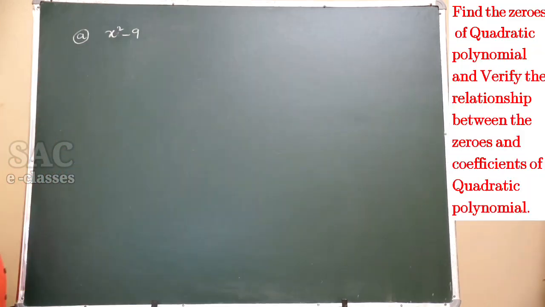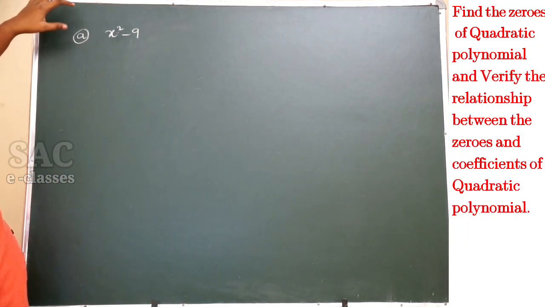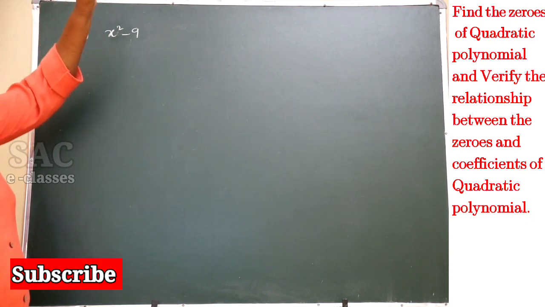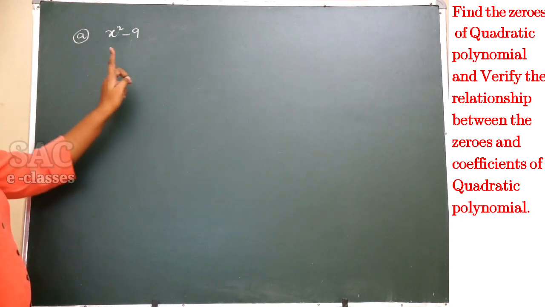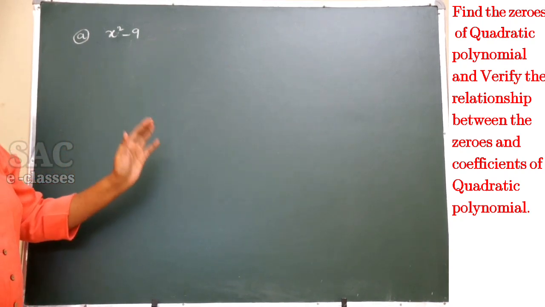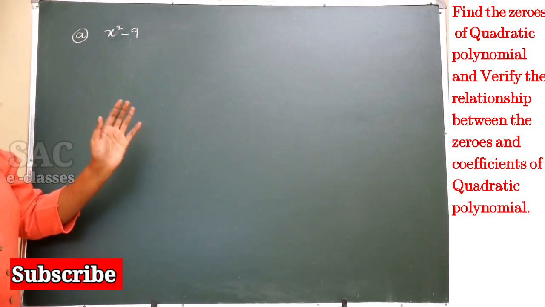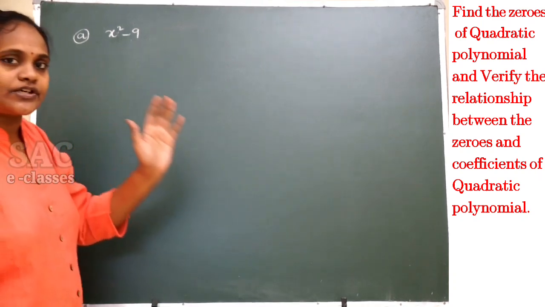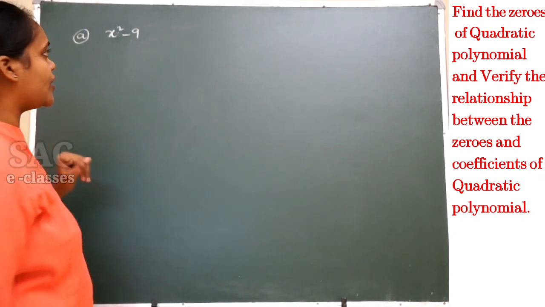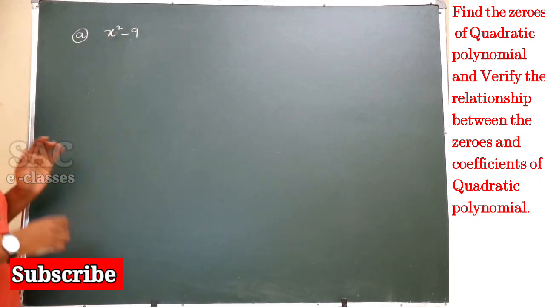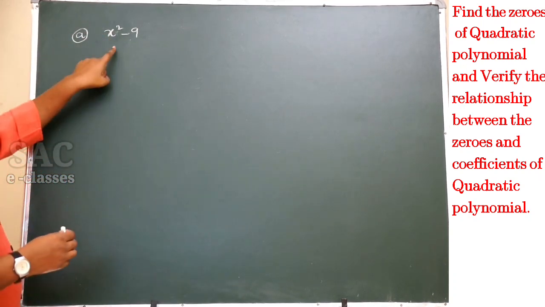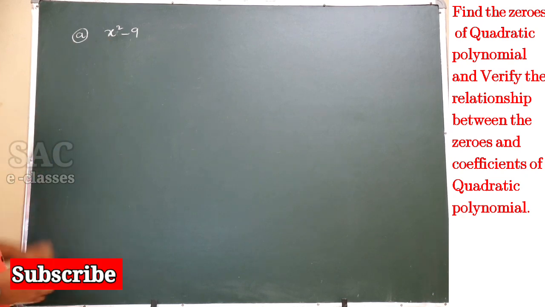Let us learn. Now see here, the first problem is about finding the zeros of the given polynomial, and they are asking you to verify the relationship between the zeros and coefficients of the quadratic polynomial. First of all, in what way can we find the zeros of the given quadratic polynomial?